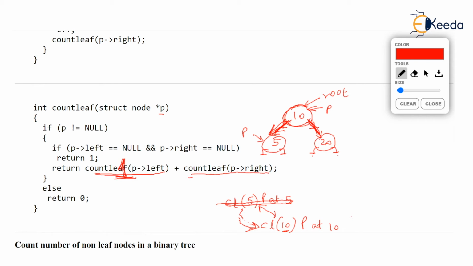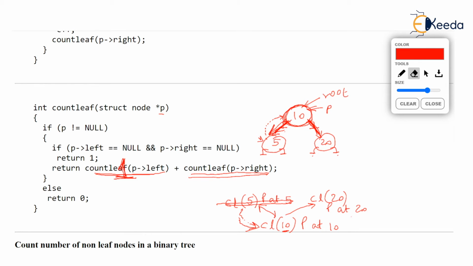Have a look at this. When 5 was called, 5 was asked, are you leaf? It immediately said, yes, I am leaf. So it returned 1, and 1 was returned back to the function which was running for 10. And 10 now resumes with its right call. So 10 will now call count leaf 20 with P now at 20. Of course, this pointer P will get destroyed now.